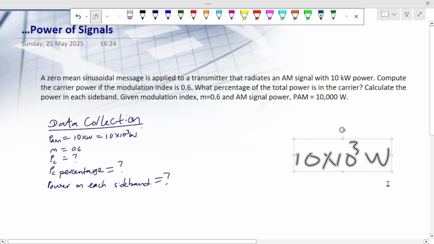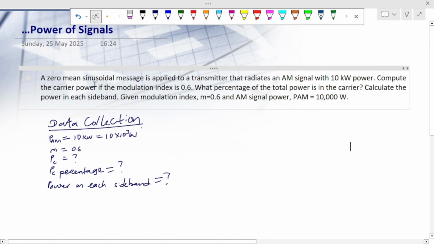So now what we are asked to do, if you look at it carefully: compute the carrier power, which is the power of the carrier C, and the next thing, calculate the power in each sideband. I think I skipped something. What percentage of the total power is the carrier? That's this.